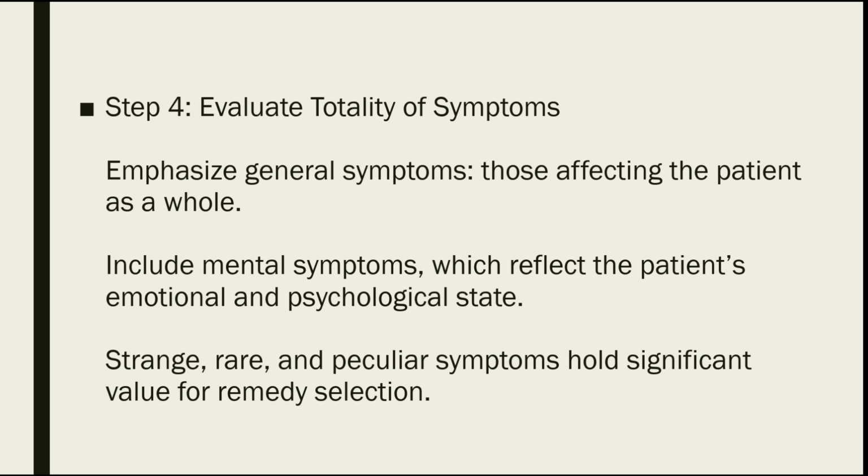Then step 4 is evaluate totality of symptoms. After getting all those symptoms, those modalities and everything, you should emphasize general symptoms, those affecting the patient as a whole. So you should classify it as general symptoms, like common, uncommon, all such things. When you evaluate the totality of symptoms, first you should write general symptoms, and then you should include mental symptoms, which reflect the patient's emotional and psychological state.